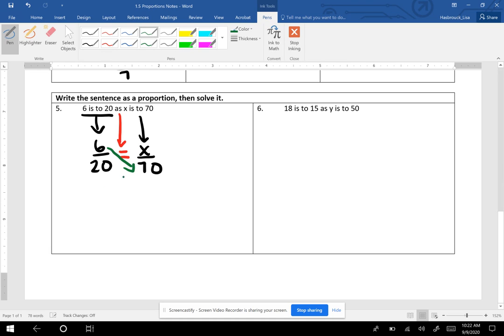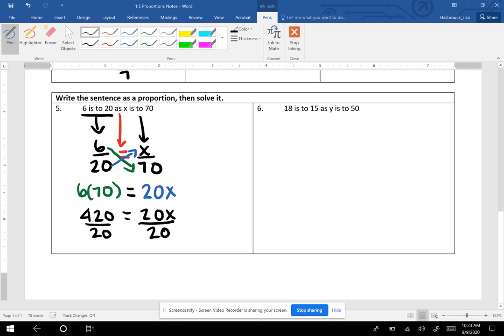We do 6 times 70 equals 20 times X. 6 times 70 is 420 equals 20X. We will divide both sides by 20. And that should equal 420 divided by 20 is 21, equals x. And we're done.